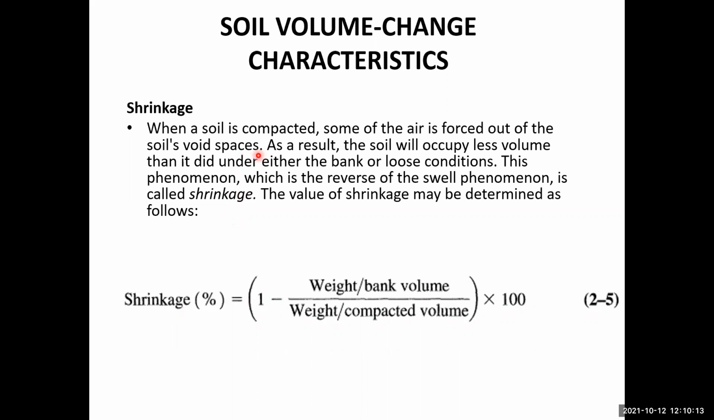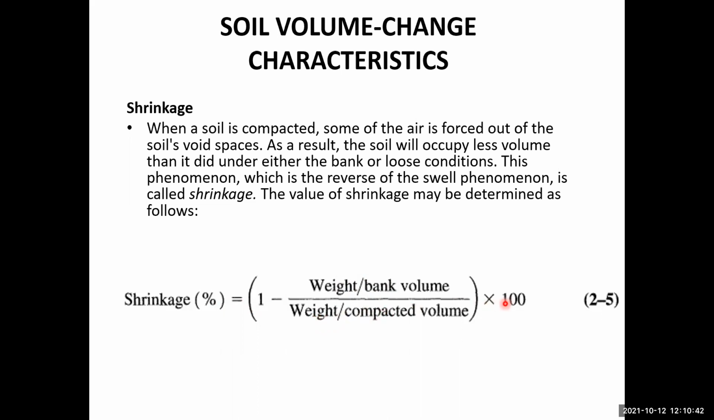So shrinkage: when the soil is compacted, the void spaces in the soil are removed. That's why the density of the soil increases. So the percentage change in the volume in the case of shrinkage will be equal to 1 minus the weight per bank volume divided by the weight per compacted volume, multiplied by 100.